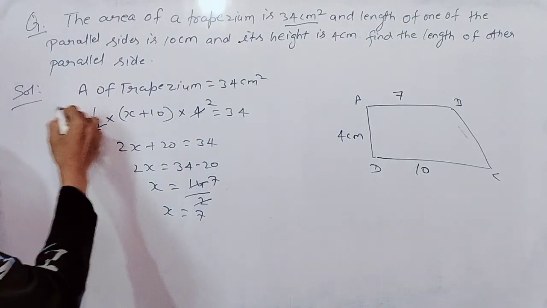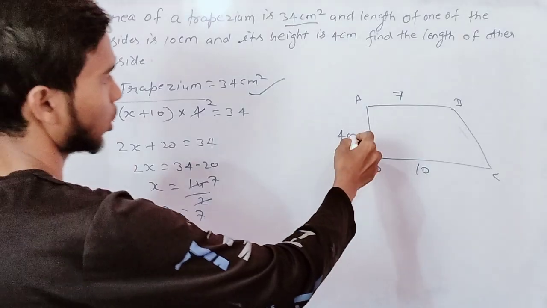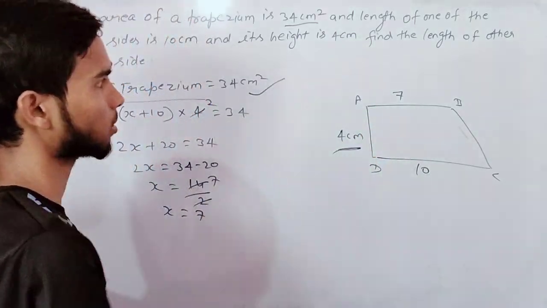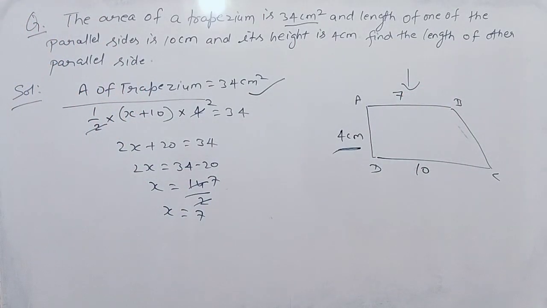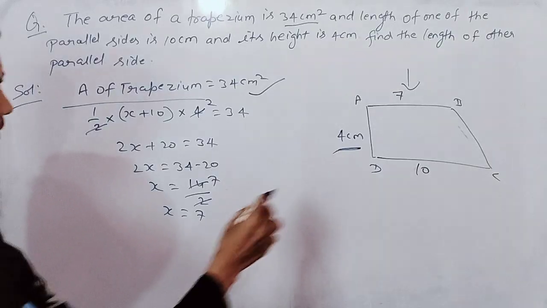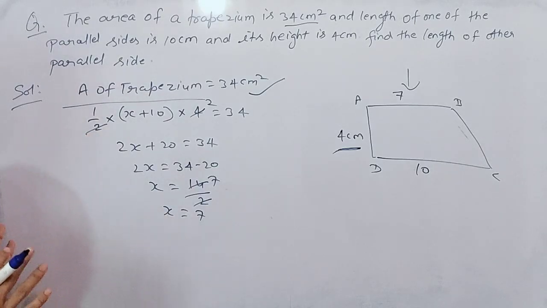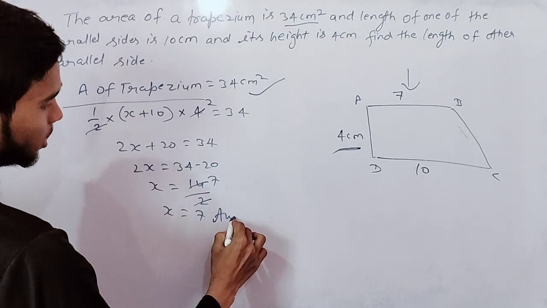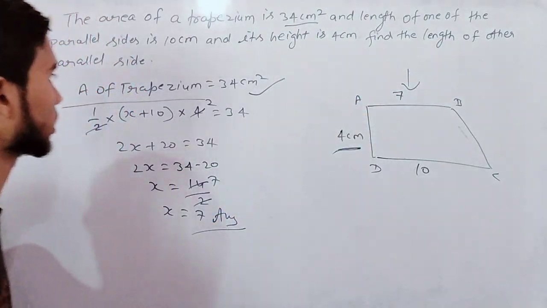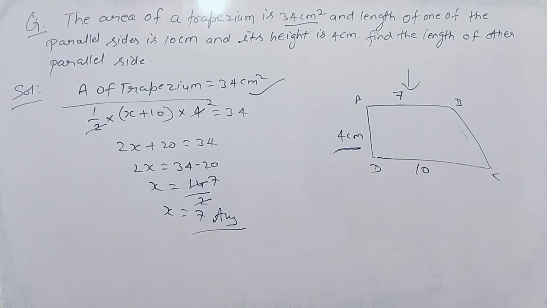Clear? If the area of a trapezium is given, and you are given the height and the measure of one parallel side, then you can find the length of the other parallel side. So yes, x came as 7 centimeter.